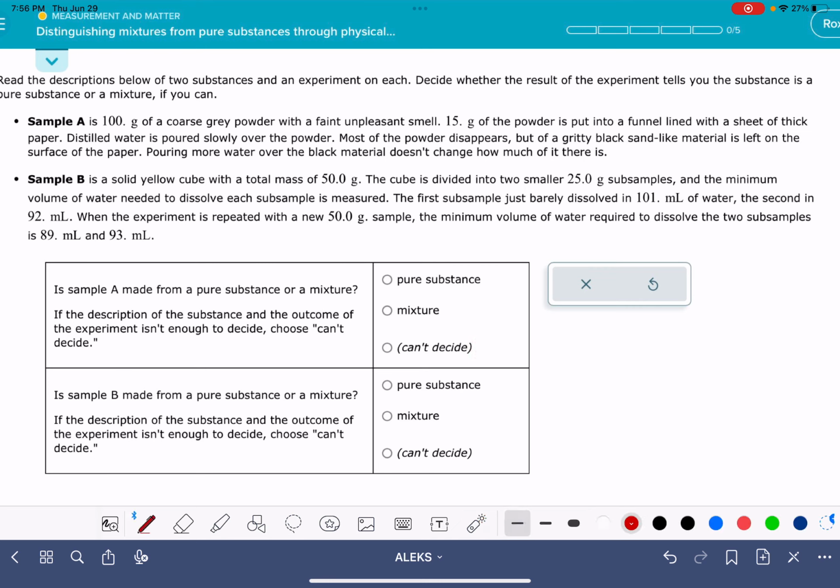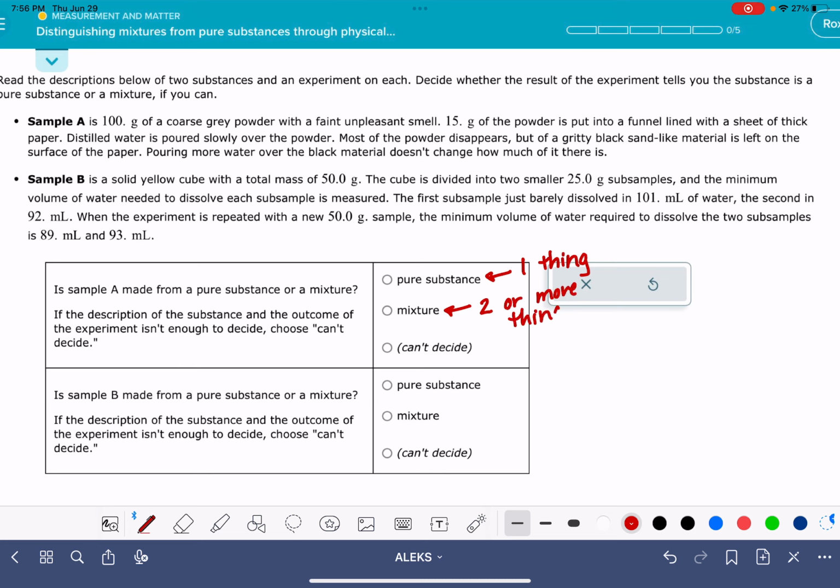Now, just in case you're not familiar with these definitions, a pure substance is something that just contains one type of material, one type of substance, one thing. It contains all one thing, whereas a mixture is going to contain two or more things.